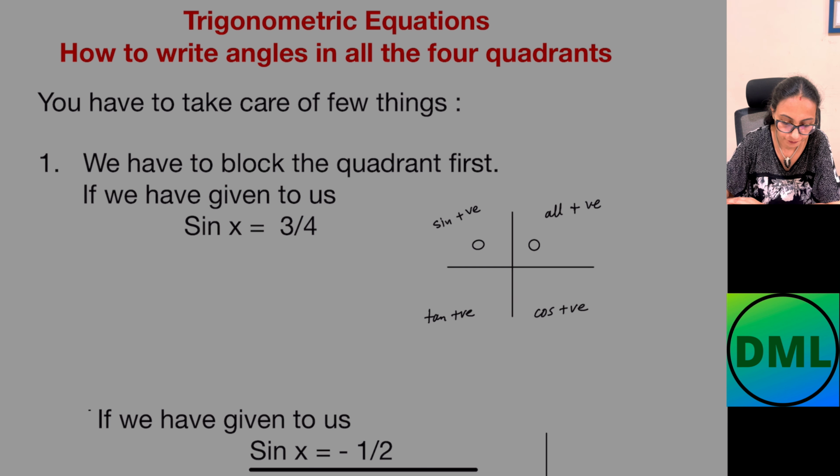We know that there are four quadrants, 1, 2, 3 and 4. In the first quadrant, all are positive. In the second quadrant, sine is positive. In the third quadrant, tan is positive. And in the fourth quadrant, cos theta is positive. We have to see in which two quadrants sine theta is positive. Sine theta is positive in the first and second quadrant. So we need to block these two quadrants. So we have to give all the answers in the first and the second quadrant.